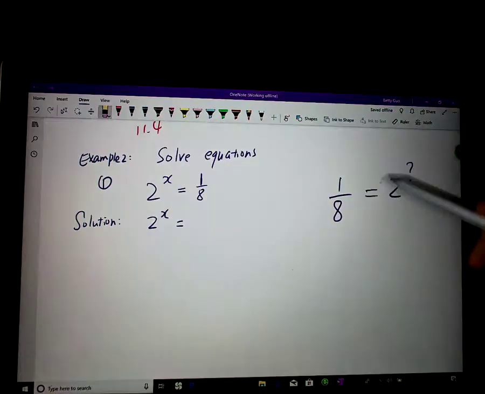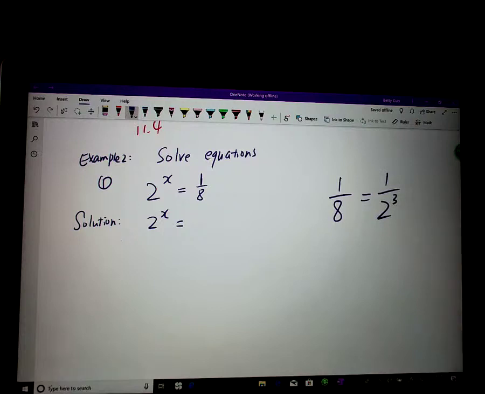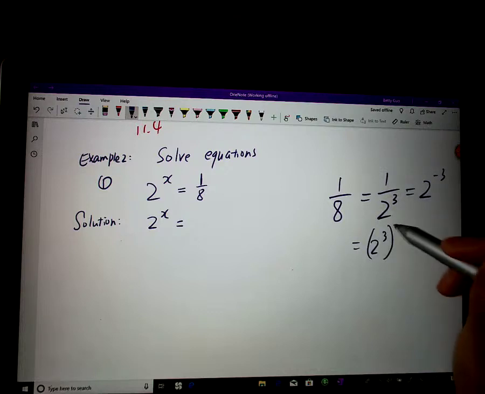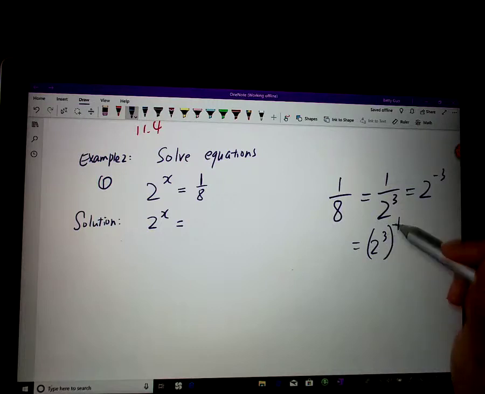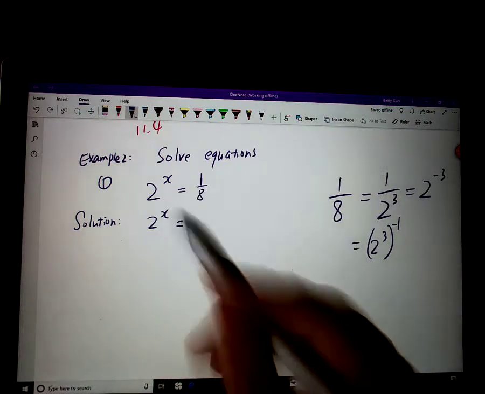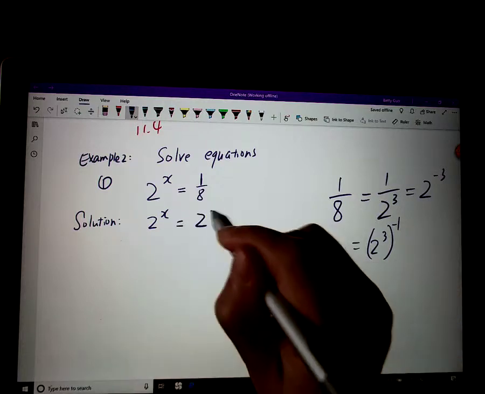Let's try. We know 8 is a power of 2, right? 8 is a cube of 2. And 1 over 2 to the power of 3 is 2 to the power of negative 3. Does that make sense? Because the reciprocal of a quantity can be written as the quantity to the power of negative 1. By the power rule, we multiply 3 and negative 1, and we have 2 to the power of negative 3. So 1 over 8 can be written as a power with base 2 as well, 2 to the power of negative 3.